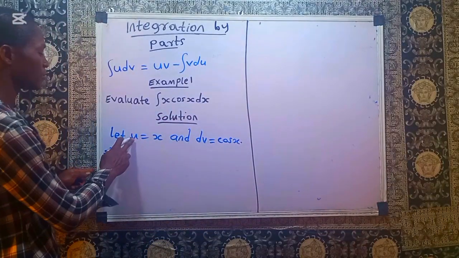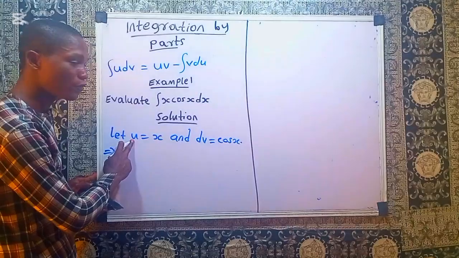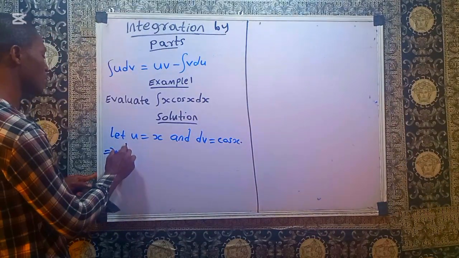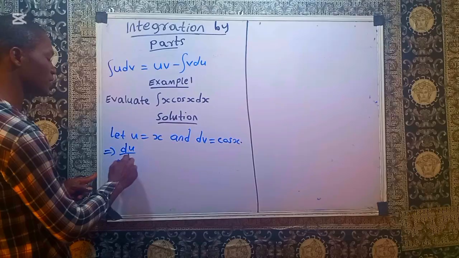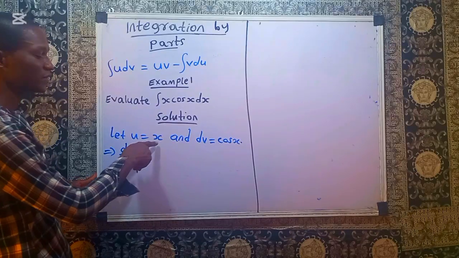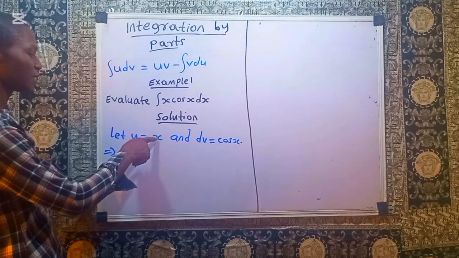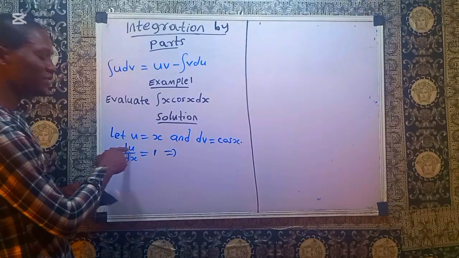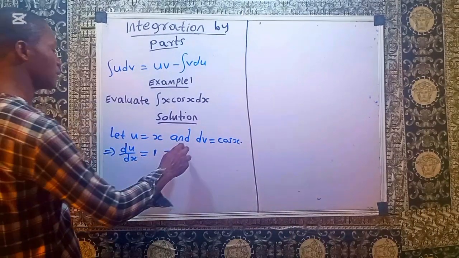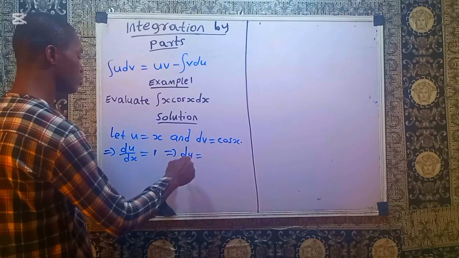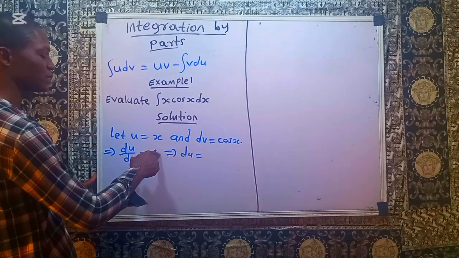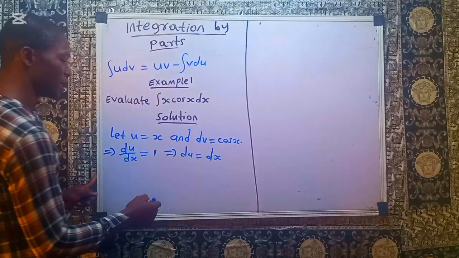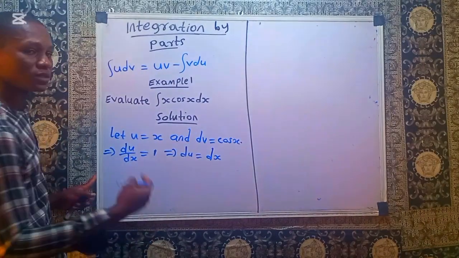We need to get du and v. Since u is equal to x, I can differentiate this u with respect to x. If you differentiate x, you get 1. So if I make du the subject of the formula, then du will be equal to 1 multiplied by dx, which is dx. Right? So du is the same thing as dx.